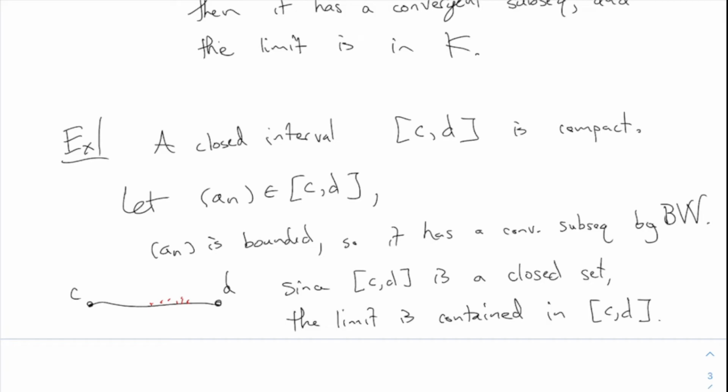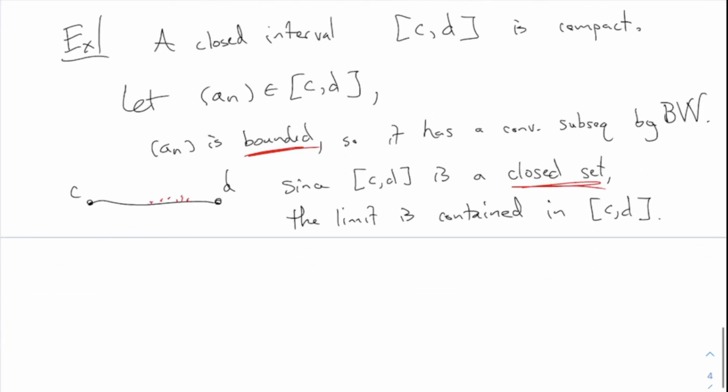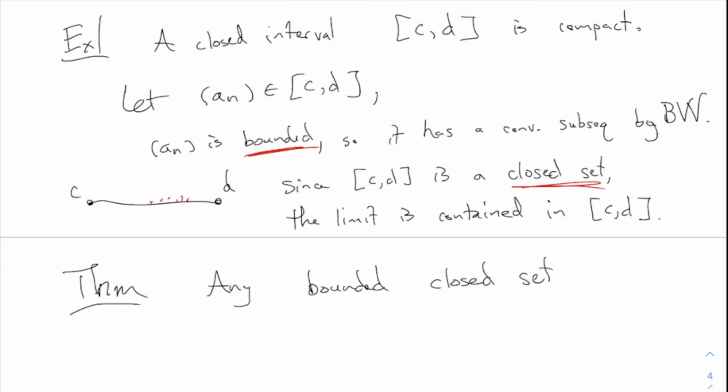Actually, what was important about this little argument is, first of all, we said that it was bounded, and secondly, we used the fact that it was a closed set. In fact, this would work no matter what the set is, as long as it's bounded and a closed set. All the same business will still be true, right? I didn't really use the structure of the interval. I just used the fact that the interval is bounded and then the fact that it's a closed set. So actually, this is a theorem. We don't need to belabor the point, but any bounded closed set is compact.